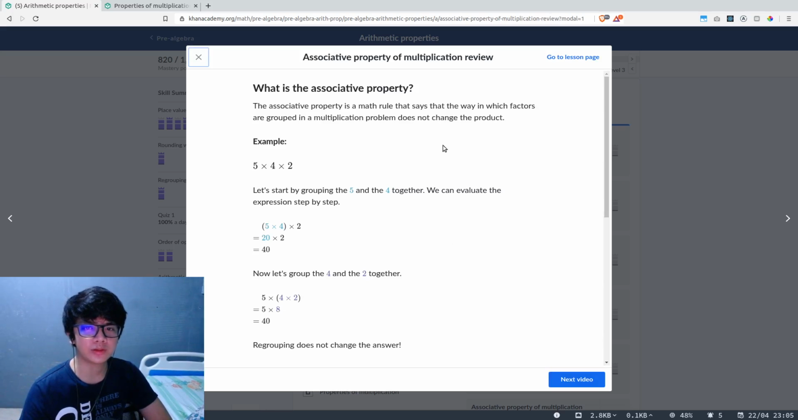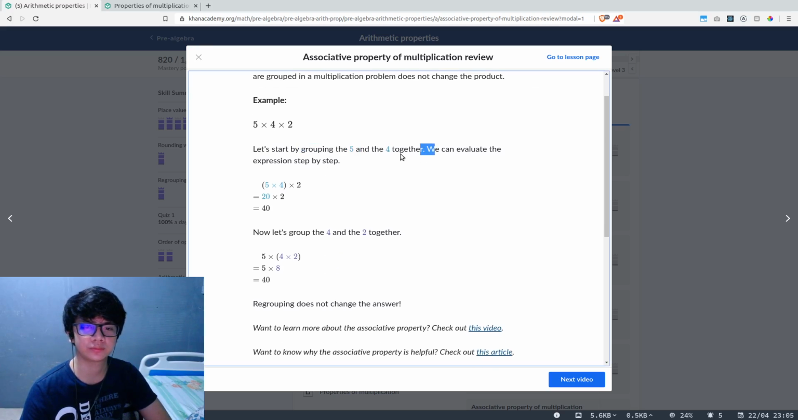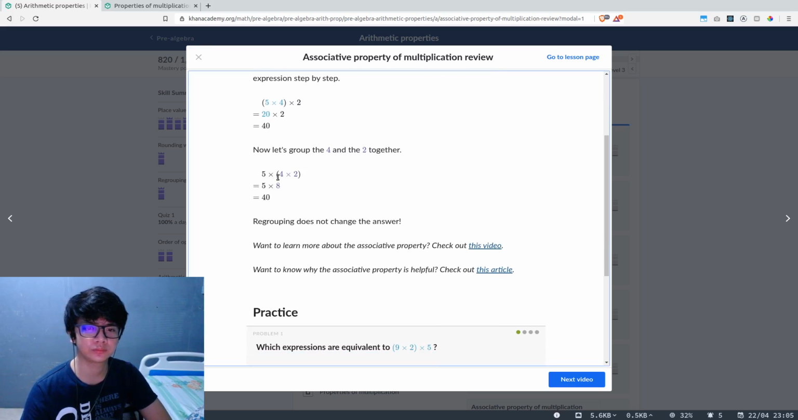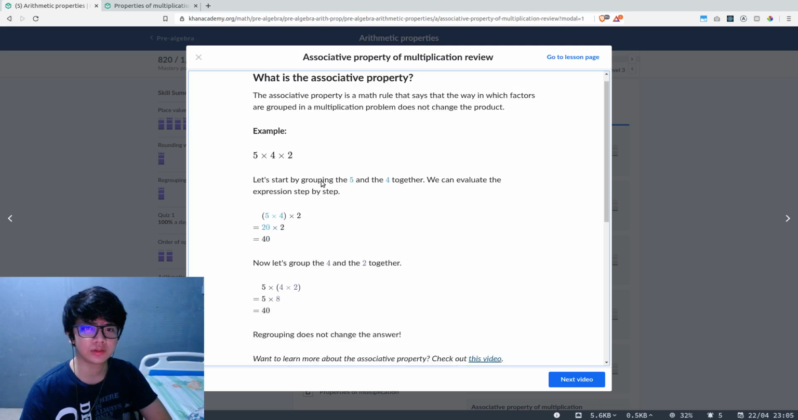The associative property is a math rule that the way in which factors are grouped does not change the product. It's associative, yeah.